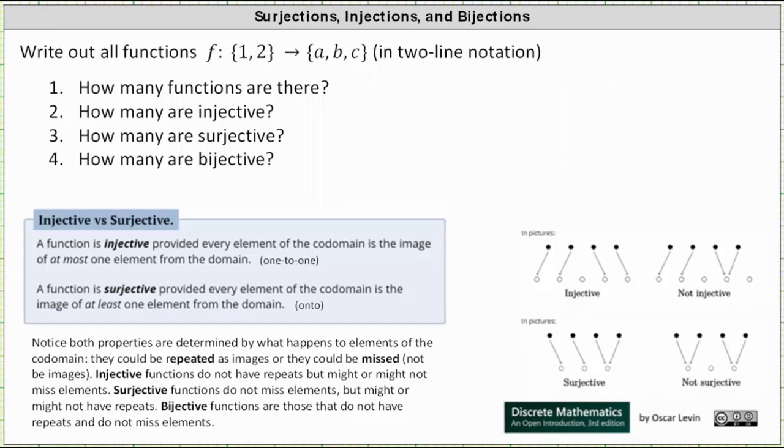We're asked to write out all the functions f that map the set with elements 1 and 2 to the set with elements a, b, and c in two-line notation, where the domain is a set with elements 1 and 2, and the codomain is a set with elements a, b, and c. Because we have 2 inputs and 3 possible outputs, 3 times 3 is equal to 9, there are a total of 9 functions. Let's name the functions f sub 1 through f sub 9.